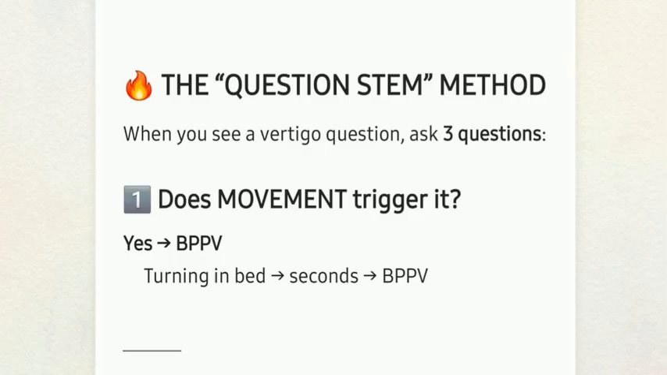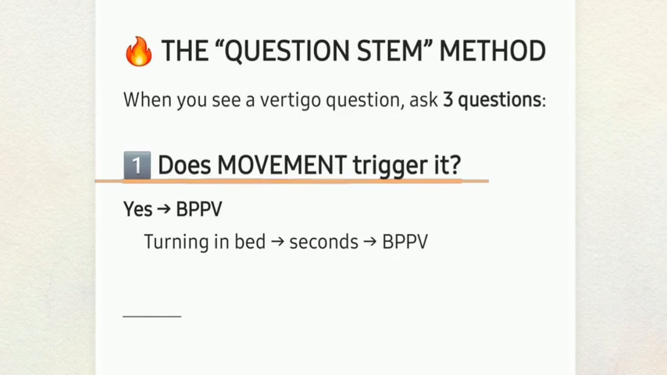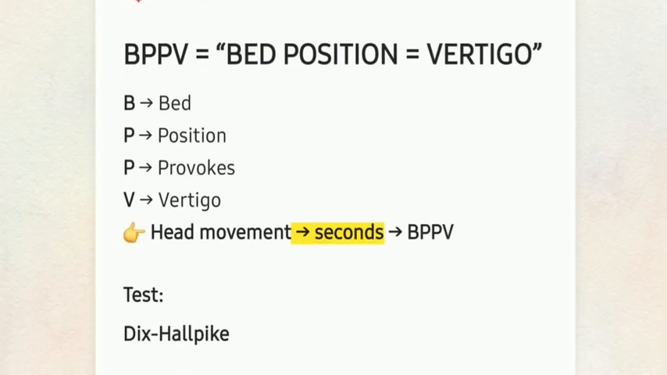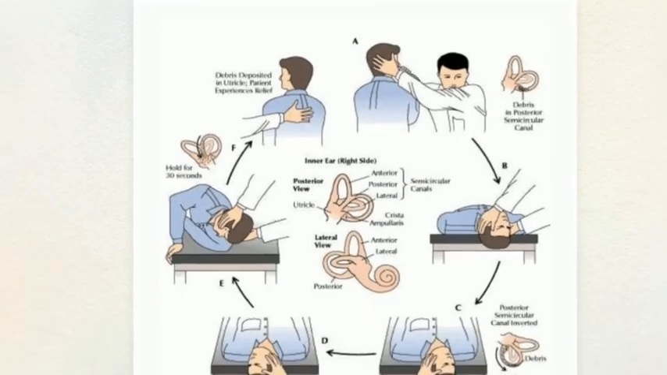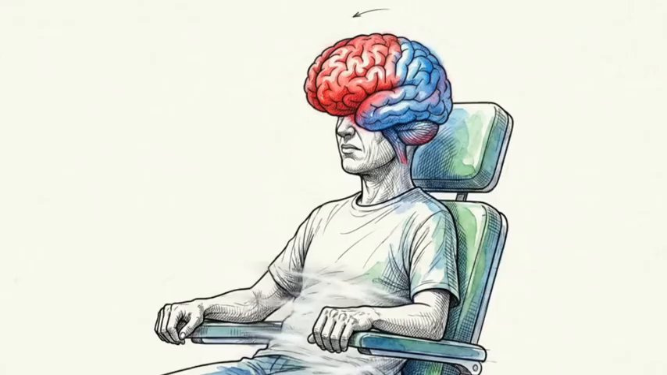If the 5 Ds are absent, we move down the peripheral branch of our tree by asking our first question: does movement provoke the dizzy spell? If the vertigo is triggered specifically by changes in head position, like rolling over in bed, and lasts only for a few seconds, you are looking at BPPV. Identifying BPPV is incredibly useful because you can often cure it right in the clinic using physical interventions like the Epley maneuver.